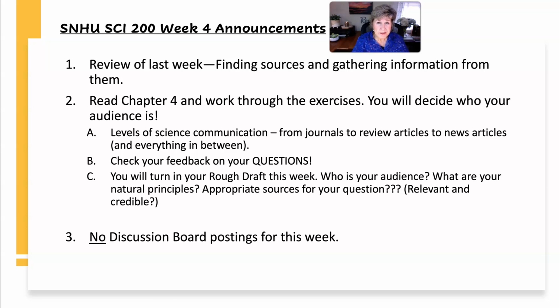So natural principles are overarching ideas in science that have to do with your particular topic. If you're talking about electric vehicles, for example, why do we have electric vehicles? Because we're trying to decrease carbon emissions, specifically carbon dioxide emissions into the atmosphere. So the carbon cycle is a very important natural principle for your particular topic.